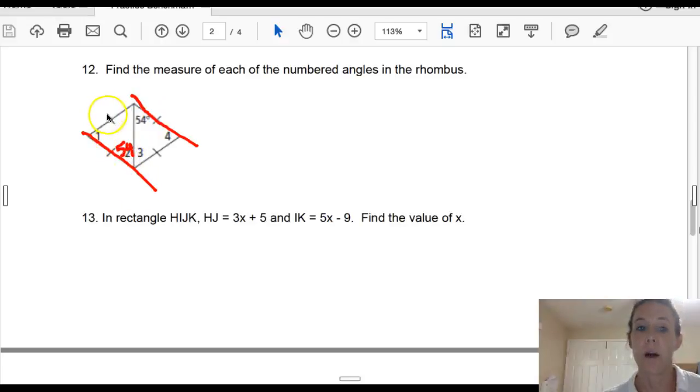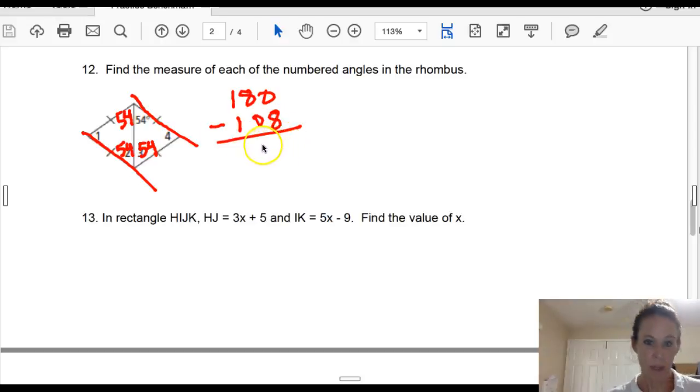Now, since I have these markings here, this is an isosceles triangle, so the base angles are congruent. So this has to be 54. Now, if this is 54, and this is my parallel line and this is my transversal, this is going to be 54. So angle 3 is 54. Now this is 54 and this is 54. I can figure this out because I have a triangle: 180 minus 54 plus 54, which is 108, minus 108 gives me 72 degrees. So angle 4 is going to be 72 degrees.